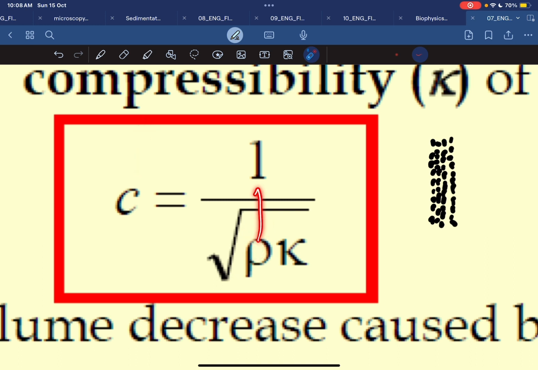No, the density is going to be high if the compressibility is high. No, sorry, the speed is going to be high if the density is high. Okay, don't be confused.